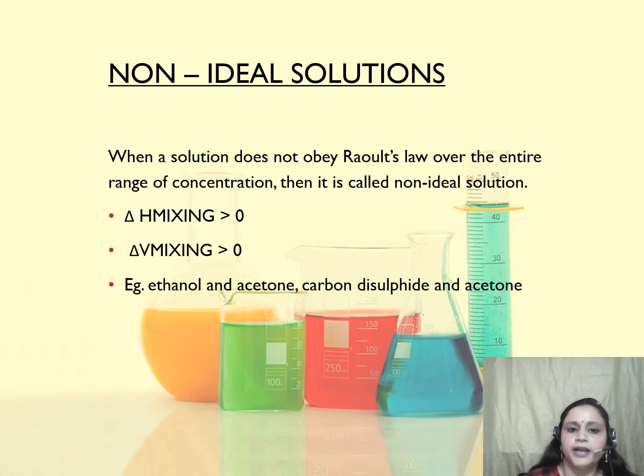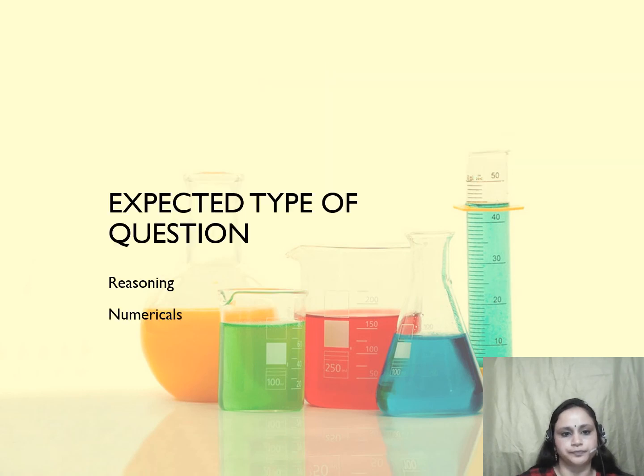In the same way, non-ideal solutions are those solutions which do not obey Raoult's law. Hence, they are considered non-ideal solutions. Their delta H mixing can be greater than 0 and their delta V mixing can also be greater than 0. Common examples for these are ethanol and acetone. Carbon disulfide and acetone also form non-ideal solutions.